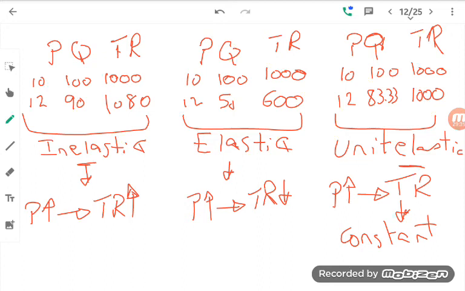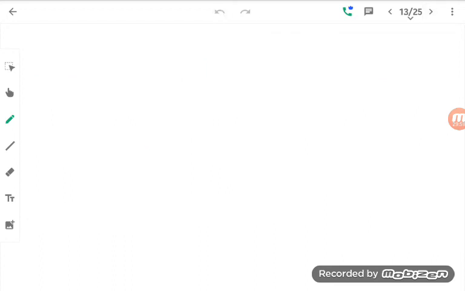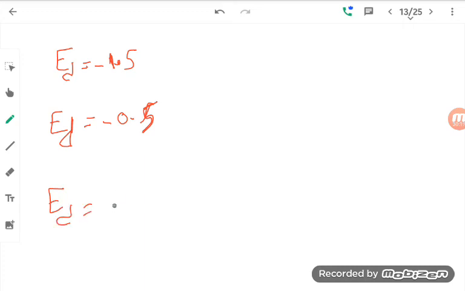Okay. You may be asked to give a recommendation to the policymaker or to the supplier or producer whether to increase price or not. Here are three different cases. In case number 1, elasticity is negative 1.5, so it is elastic demand.